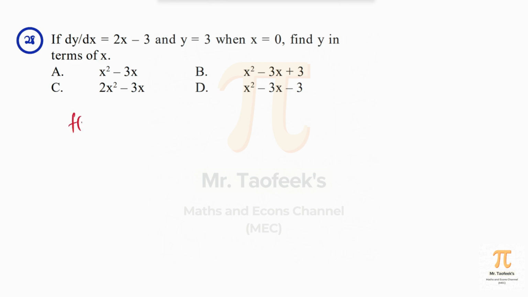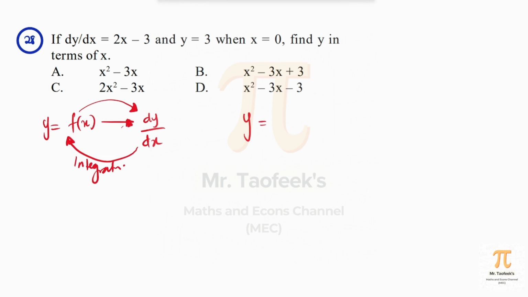When you have the function, to go from the function to the dy/dx function, you basically have to differentiate. So from a function y equals f of x to the derivative, we differentiate. To now go back to the function, you have to do the opposite of differentiation, which is integration. So the function is going to be y is equal to the integral of 2x minus 3 dx. When you integrate the gradient function, or dy/dx, you go back to your function y.